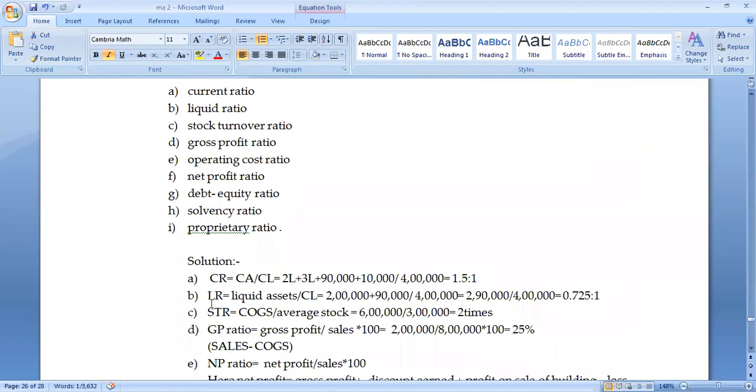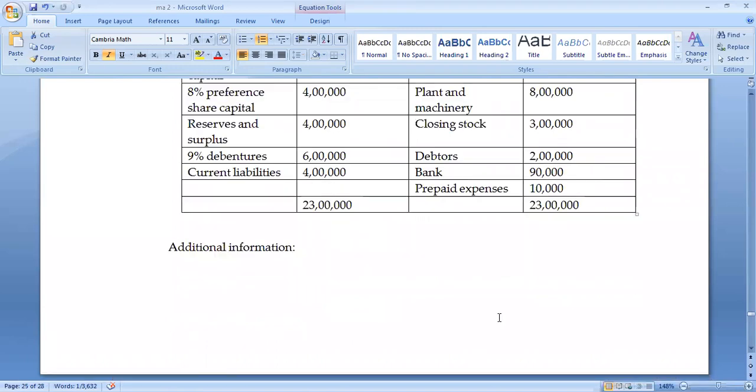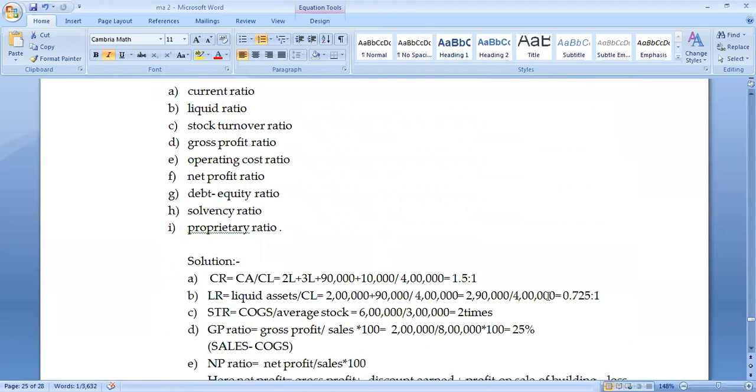Clear? And liquid ratio. What are liquid assets? Liquid assets include all the current assets except prepaid expenses and except the stock. So it is 2 lakhs plus 90,000. Do not consider 10,000. So it will be 2,90,000 divided by 4 lakhs. So it will give you this value.